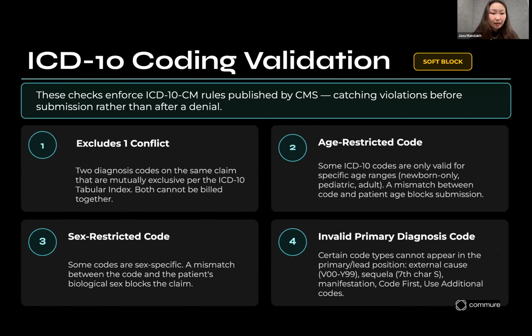The next action you can take from here is to review the coding and see if one of them should be removed or replaced with a different code that's more specific and different from the code that has a conflict. That's for Excludes 1. Next one is age-restricted codes. Some codes are only for pediatric patients or only for adults, only for certain age groups. In that case, we're blocking those cases as well.